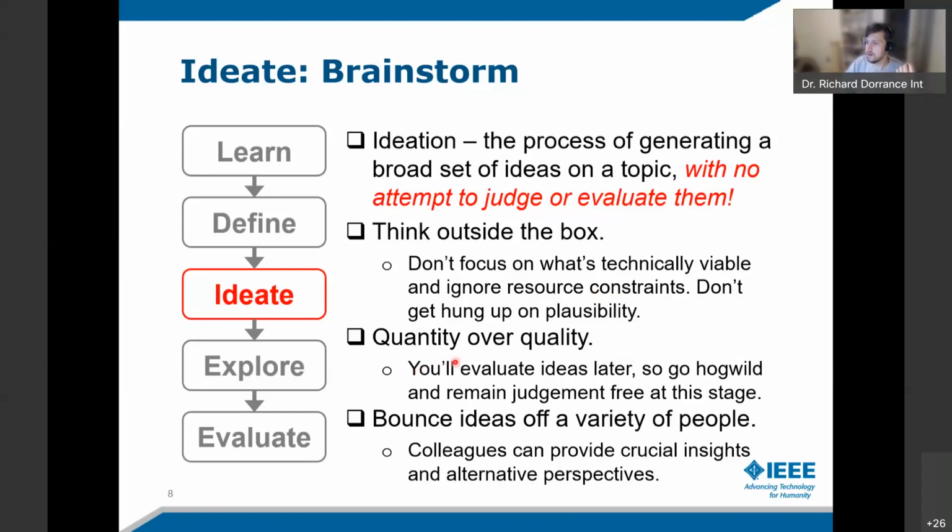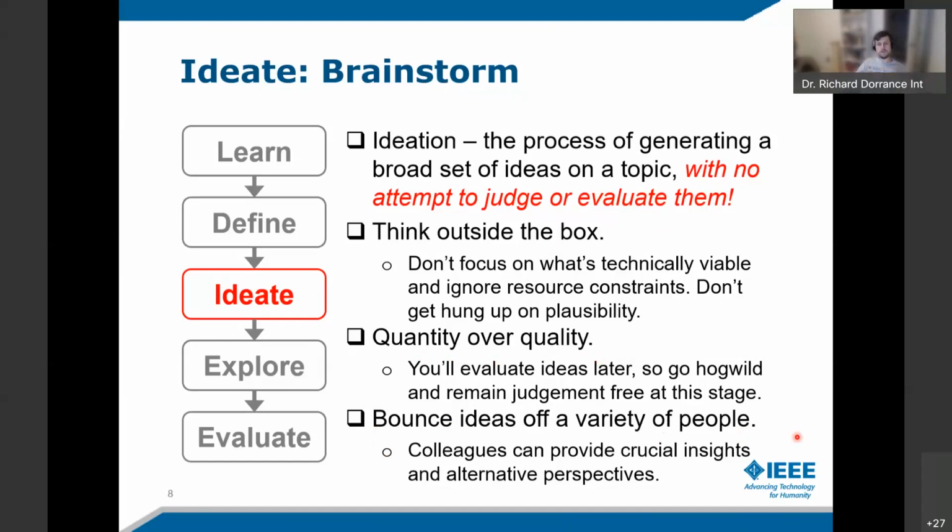That being, and then again, I guess kind of following that, this is probably one of the few cases where quantity is preferred over quality, because you're going to judge if an idea is a good idea later on. So don't get hung up as to whether or not it's a good or a bad idea at this point within there.